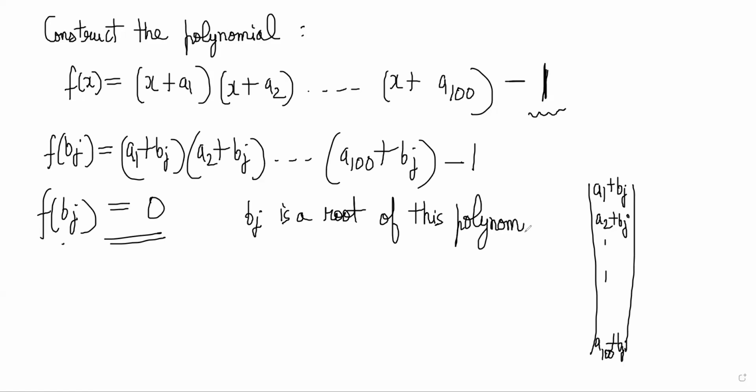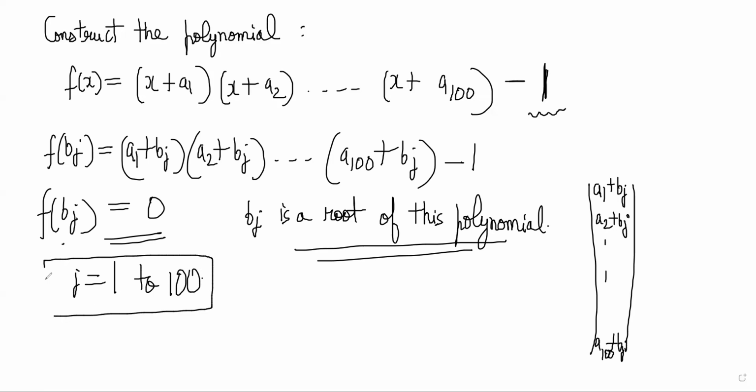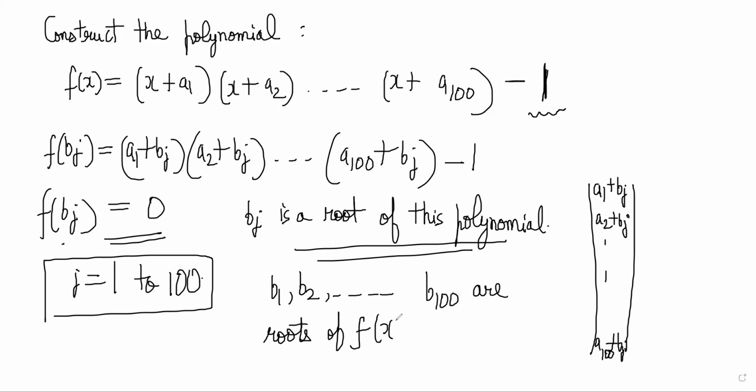And actually, the question has said that this product of terms in a column is always 1 for all the columns. So therefore, j could go from 1 to 100, right? So we know that b1, b2 till b100 are roots of f of x. So that is very good information for us because now we know that it's a degree 100 polynomial and we can rewrite this polynomial like this.